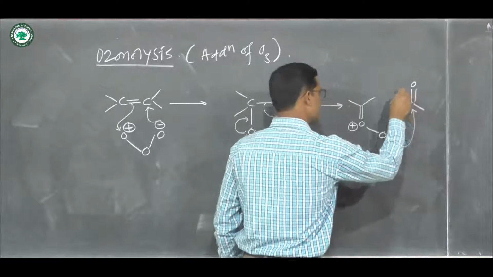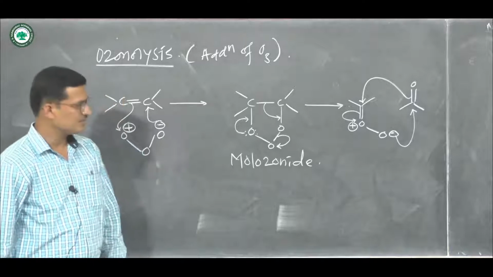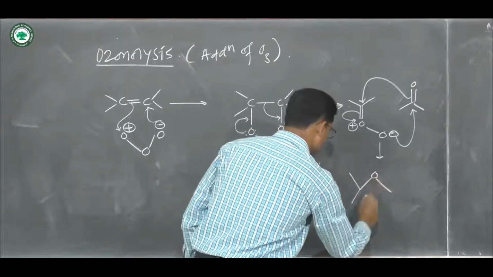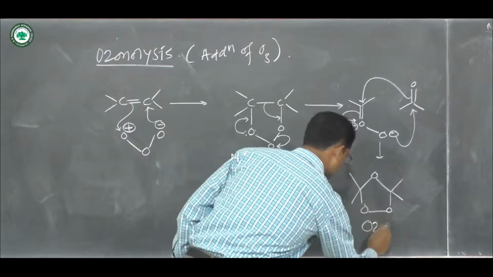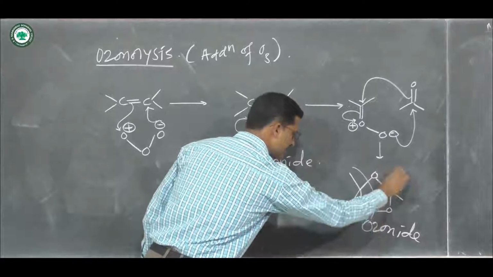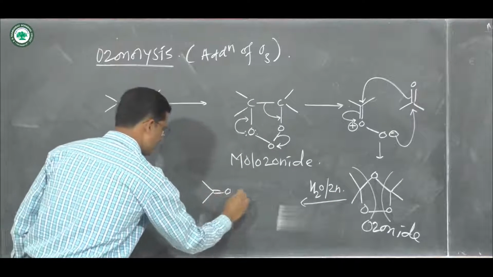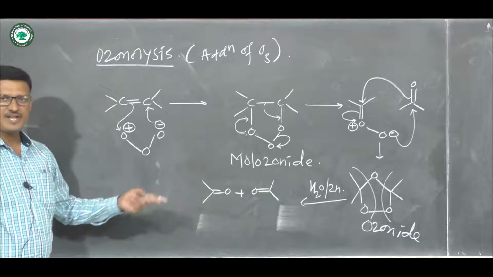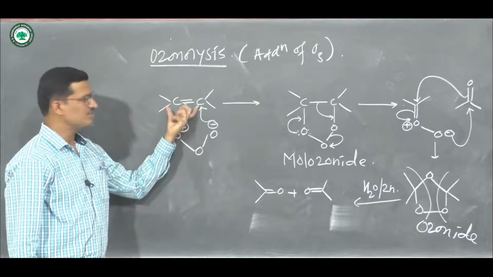This oxygen attacks the carbonyl carbon, and these electrons are given to the oxygen which has the positive charge, and then simply we form the ozonoid. This is an ozonoid. Once the ozonoid formation takes place, then in presence of water and zinc, this ozonoid is broken, and there is formation of either aldehydes, or ketones, or aldehyde and ketone. It totally depends on the substituents which are present on the alkene.